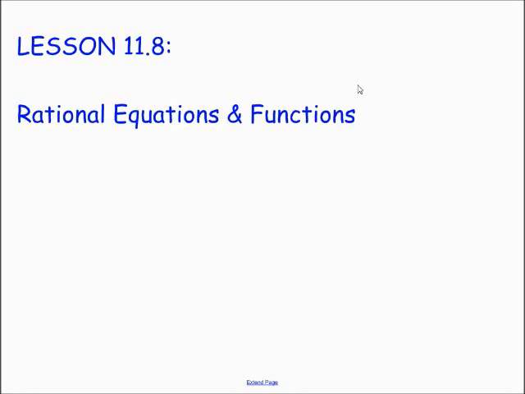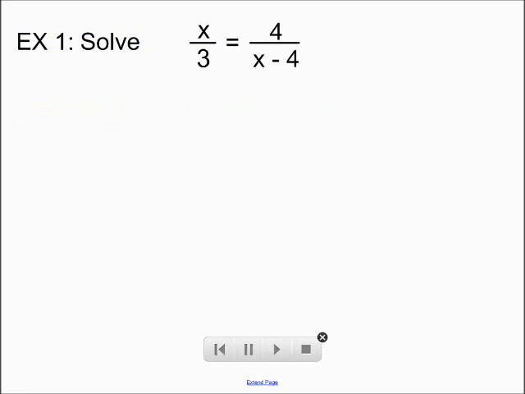Okay, we are on our last lesson of Chapter 11. It's going to be over rational equations and functions. We're being asked to solve some more equations through proportions. So let's get started with this one.